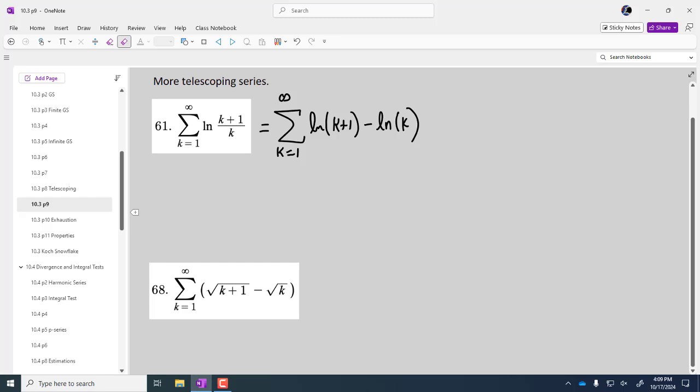Okay. Let's take a look at S sub n. Again, we started at 1, so we're still dealing with the easiest case. The k and the n match. All right, so first term, log 2 minus log 1.